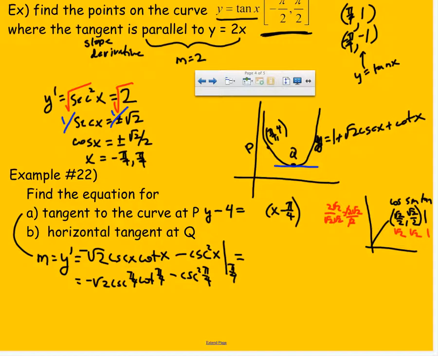So let's see if I can figure out what this is here. I have negative square root of 2. What's the cosecant of pi/4? Okay, that's square root of 2. What's cotangent of pi/4? 1. And then cosecant of pi/4 is square root of 2, but I'm going to square it. So I end up with negative square root of 2 times the square root of 2, which is 2, minus the square root of 2 squared, which is 2, and so I get negative 4. Boom, there's my slope. Okay, that's part A. That is part A.